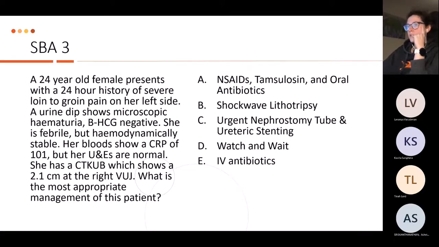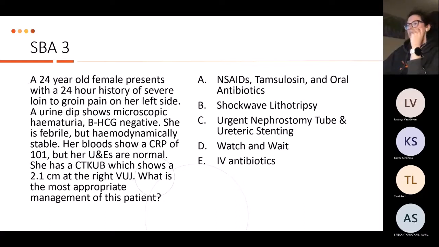Differences now, so the patient has got a temperature in this case, and their bloods also show a raised CRP, and their CTKUB, we've already got the answer, they've got a stone. So they've got quite a large stone on the right side. And all of this should be the same side as this, sorry.